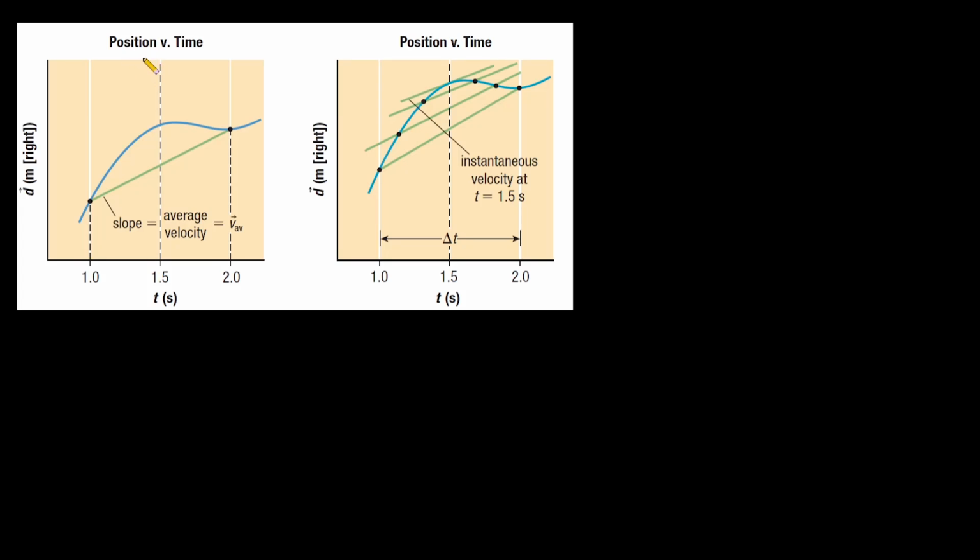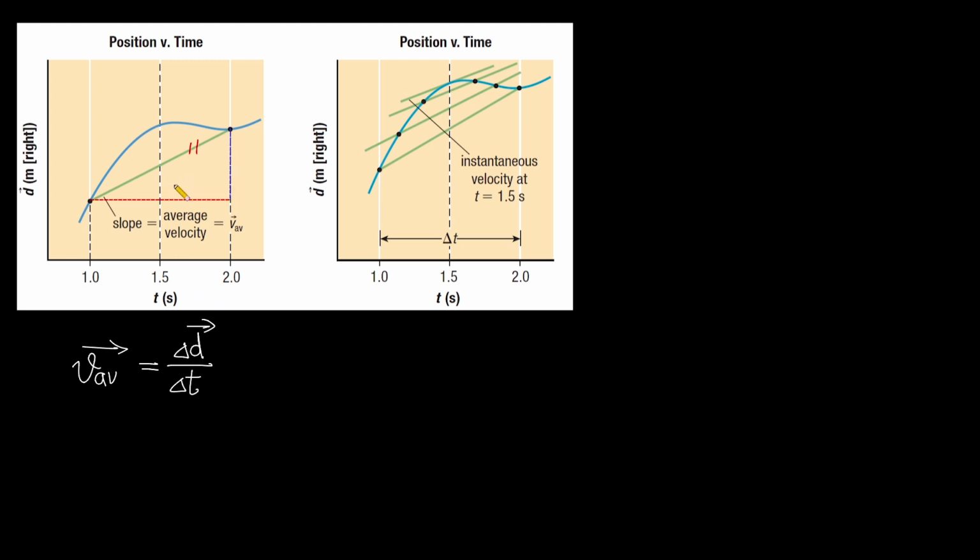Let's look at this position time graph. We already know that the average velocity in the time interval from 1 second to 2 seconds just equals the slope of this secant in the time interval from 1 second to 2 seconds. It's because the average velocity equals the displacement delta d divided by the time interval delta t.